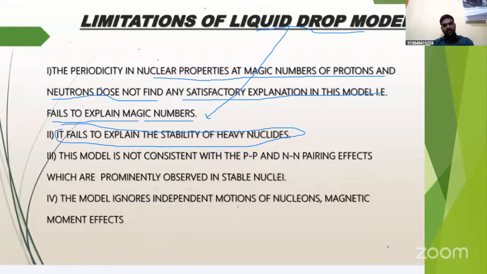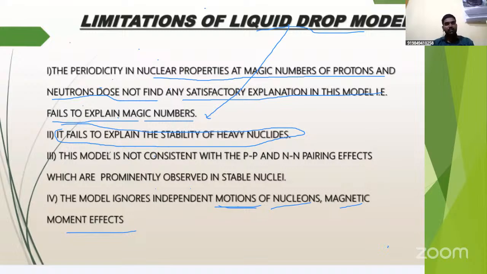So in stable nuclei, there will be consistency of proton and neutron pairings. That couldn't be explained by this liquid drop model. The model ignores independent motions of nucleons and magnetic moment effects. Okay, so this is the liquid drop model.